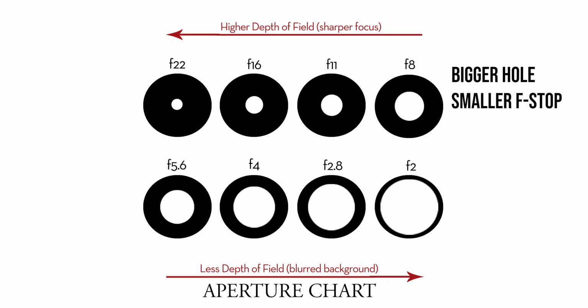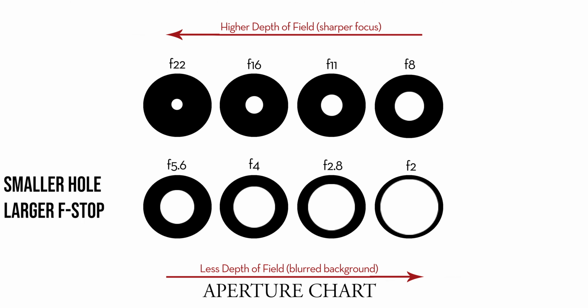And this is where the counterintuitive portion comes into play. The bigger the hole, the lower the f-stop number. There's a sex joke in there somewhere. The bigger the hole, the smaller the f-stop number. The smaller the hole, the larger the f-stop number.